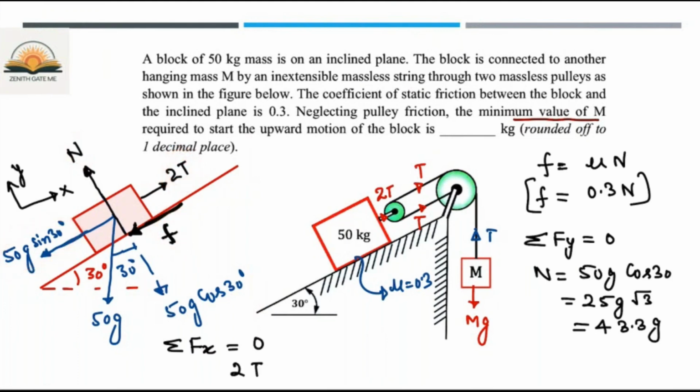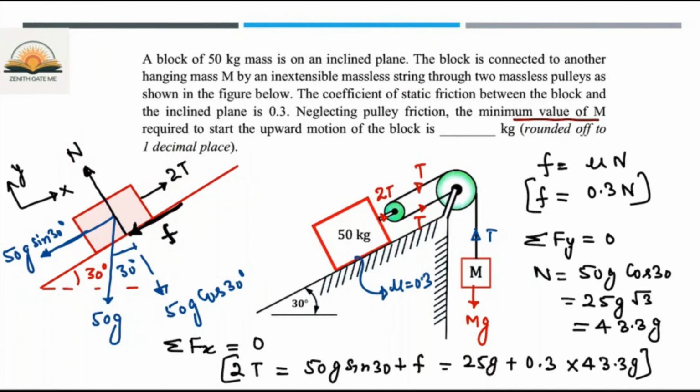So 2T force is upward, which is positive, and negative I am taking as minus 50g cos 30 and friction. So what I will do, I will take it on the right-hand side: 50g sin 30 plus friction value. Sin 30 is 1 by 2, so this is 25 into g, and the friction coefficient is 0.3, and the N value is given as 43.3 into g.